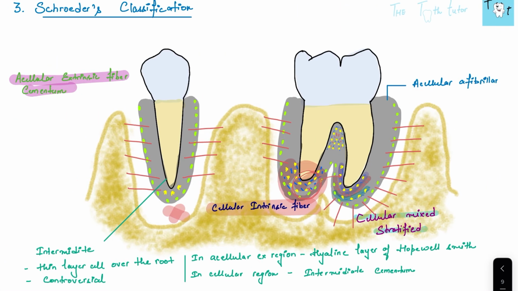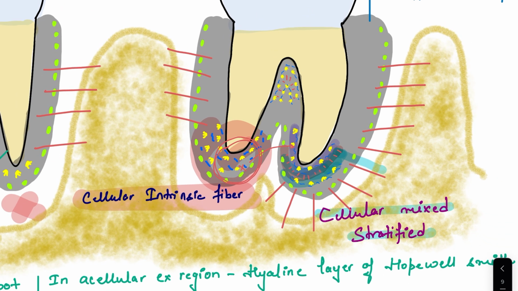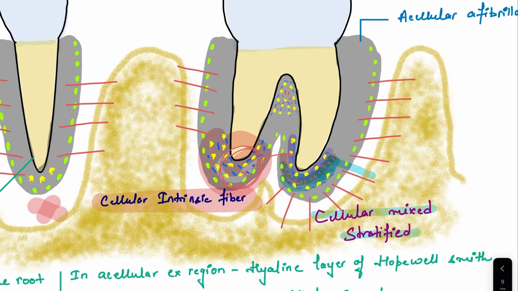Now remember that these extrinsic fibers, they do not have any role in anchorage or anything because they are not attached outside. They are just present in fragments within the cementum. They are not attached outside, so they don't play any role in anchorage.